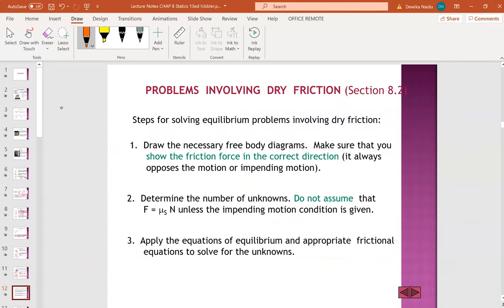Now, problems involving dry friction. What are the steps involved? First is to draw the necessary free body diagram. That is so important, this has got marks. Please do not forget to draw the free body diagram. Then determine the number of unknowns. Do not assume Fs is maximum unless it's impending, unless they give you. Then you apply the equations of equilibrium: Fx equals 0, Fy equals 0, in the question.